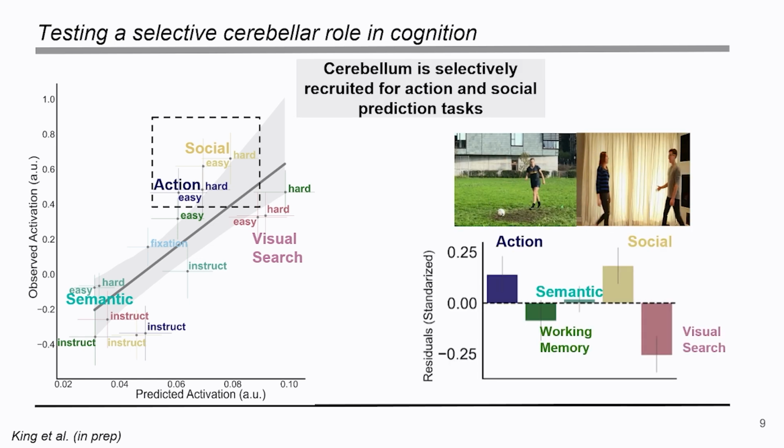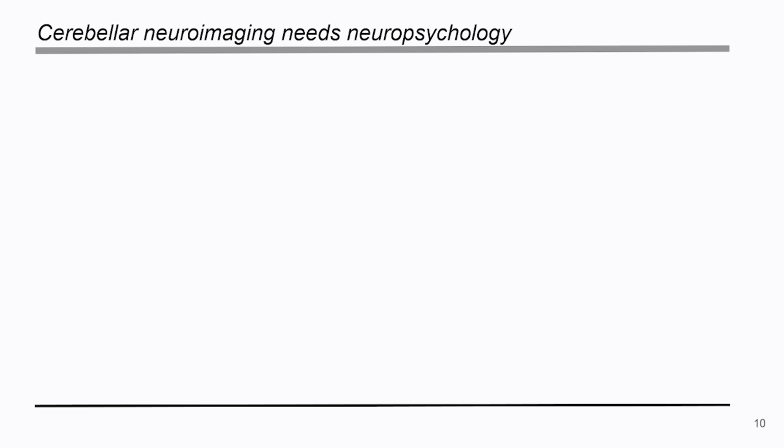And when we look at the residuals of this model, again, we see that the action and social here are above the regression line. And interestingly, the social prediction task seems to be a little bit more selective than action prediction for a cerebellar involvement, which is interesting. And so we could do a lot of speculation as to why the other tasks weren't selectively recruited by the cerebellum. These are tasks that reliably activate the cerebellum. There's a big history of each of these tasks, working memory in particular, and language, and I'm not saying the cerebellum is not involved in these tasks by any means.